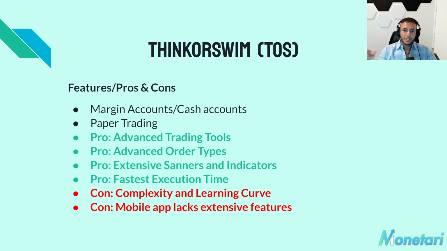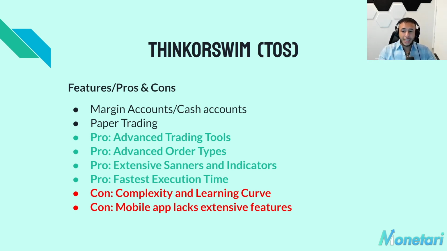Now, one of the pros is that you have advanced trading tools. There's something called the active trader ladder. It makes everything super simple. You can watch my specific video about the thinkorswim setup, and that should show you exactly what that's all about. Another pro is that there are advanced order types. Okay, with Robinhood, there are really only two or three different order types, and we'll talk about what those are, but on thinkorswim, we have a lot more of those.